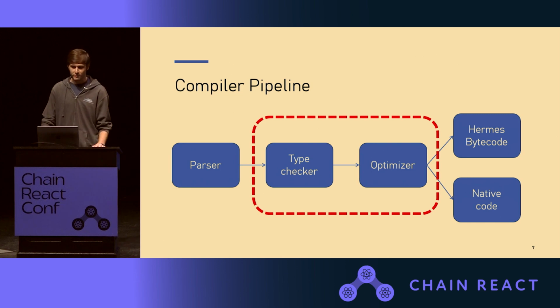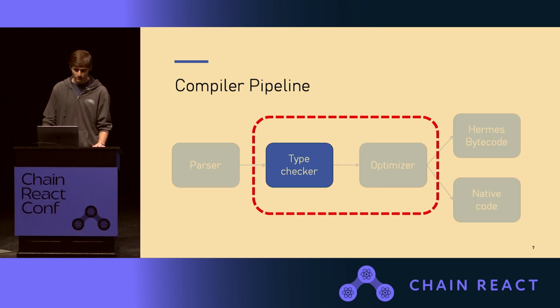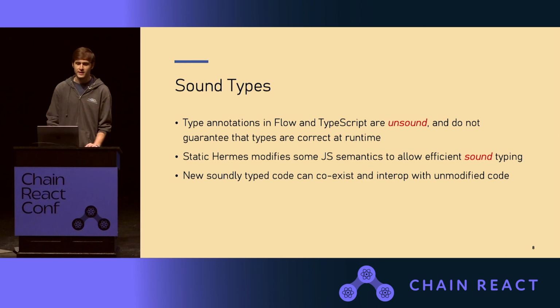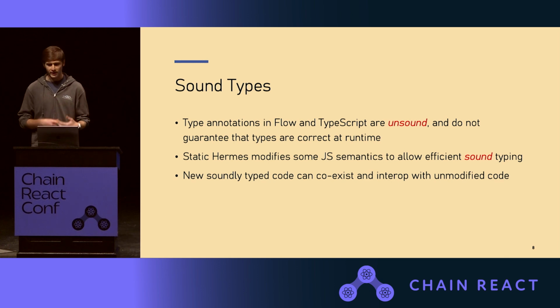First, we're going to talk about the type checker. The key difference between Static Hermes and existing JavaScript type systems is that Static Hermes requires the types to be sound. This means that the type of a value that's annotated in the source has to match its actual runtime type. This is the secret sauce that allows Static Hermes to optimize with types while remaining completely safe.